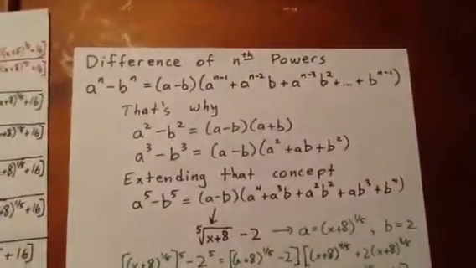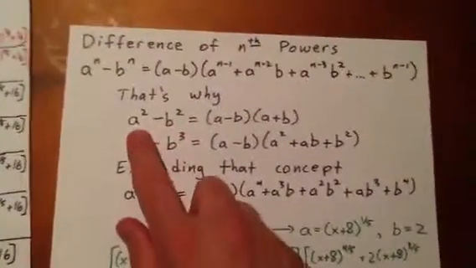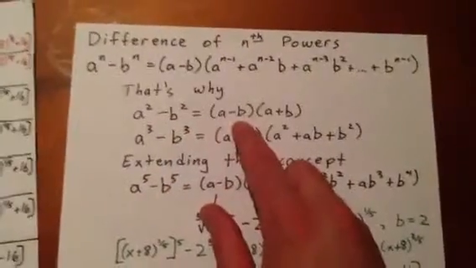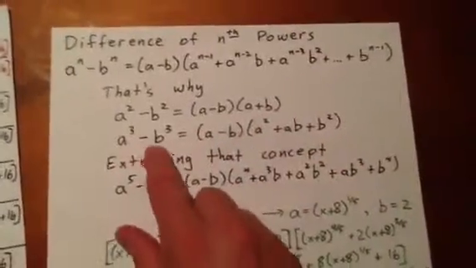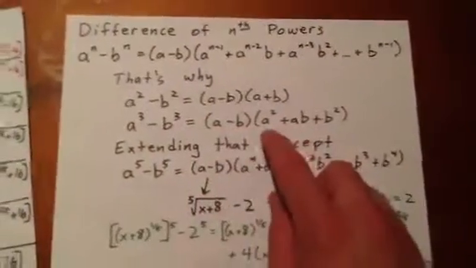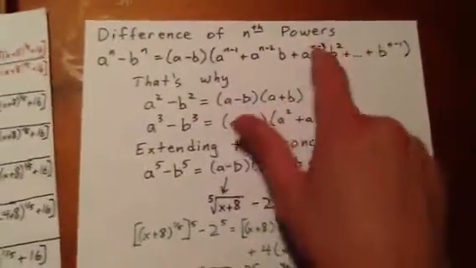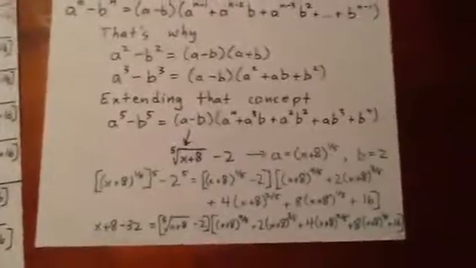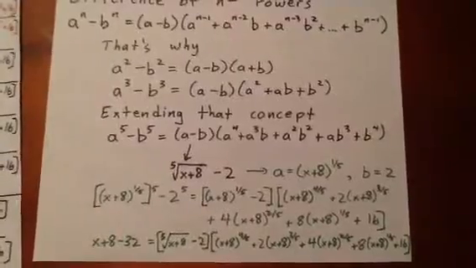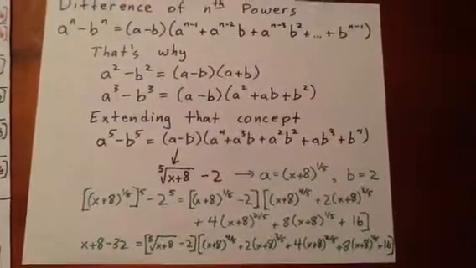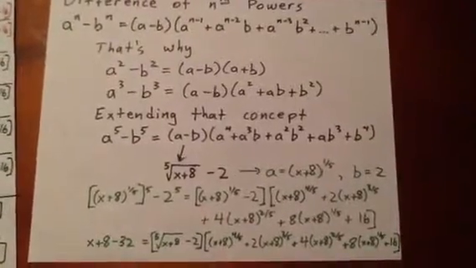Well, if that looks foreign to you, it shouldn't, perhaps, because the difference of squares is a specific example of that. A squared minus b squared is simply a minus b times a plus b. A cubed minus b cubed is a minus b times a squared plus ab plus b squared. The same concept being applied in each of these situations. Well, if we extend that concept out to the difference of fifth powers, we see that a to the 5 minus b to the 5 is a minus b times a to the 4 plus a cubed b plus a squared b squared plus ab cubed plus b to the 4.